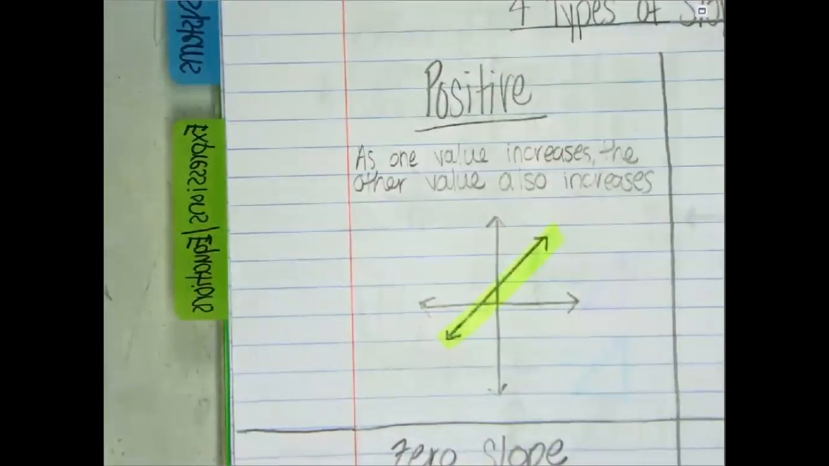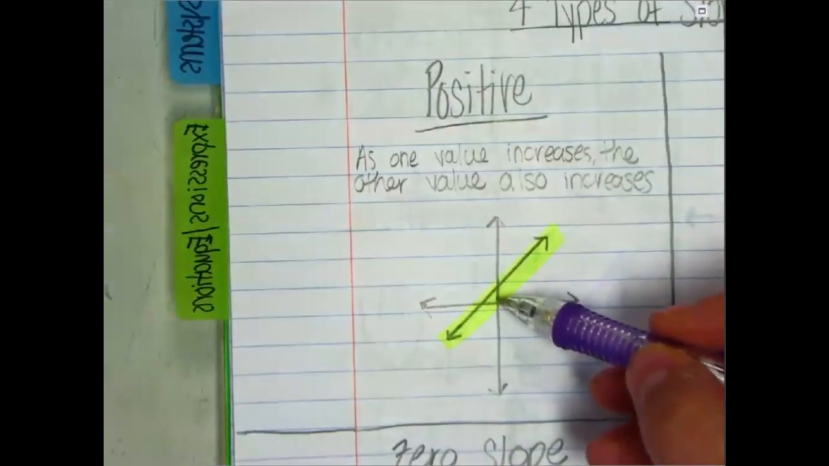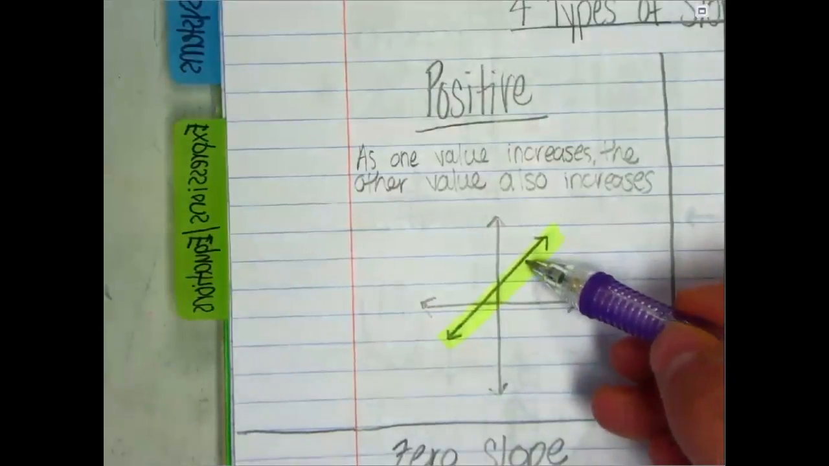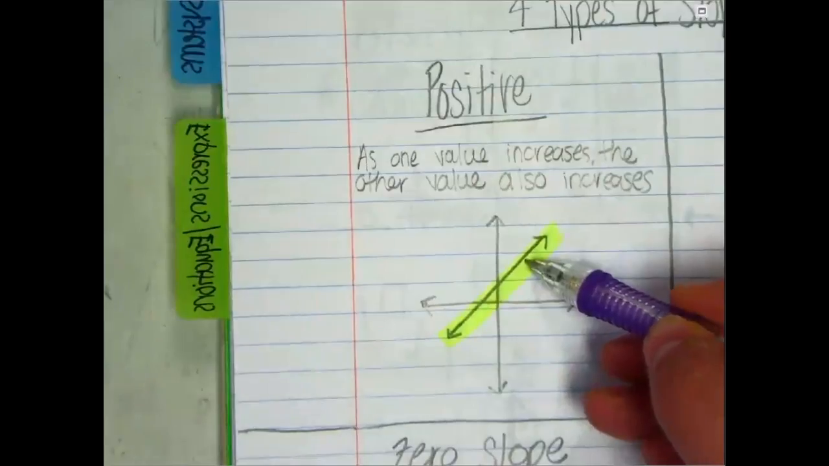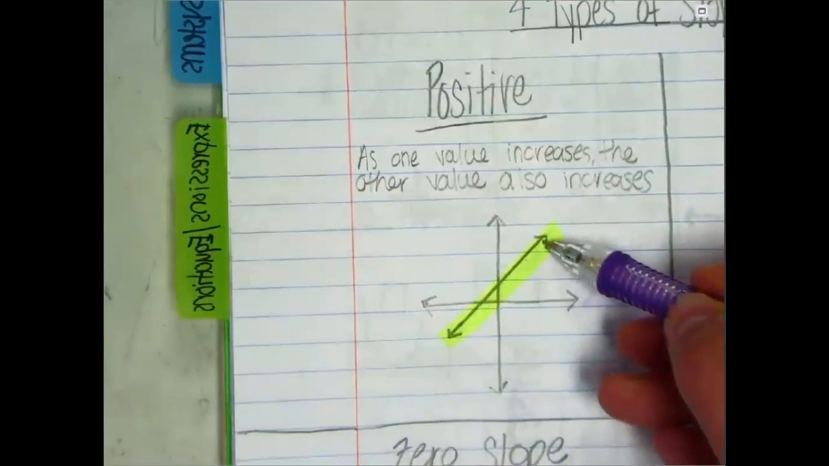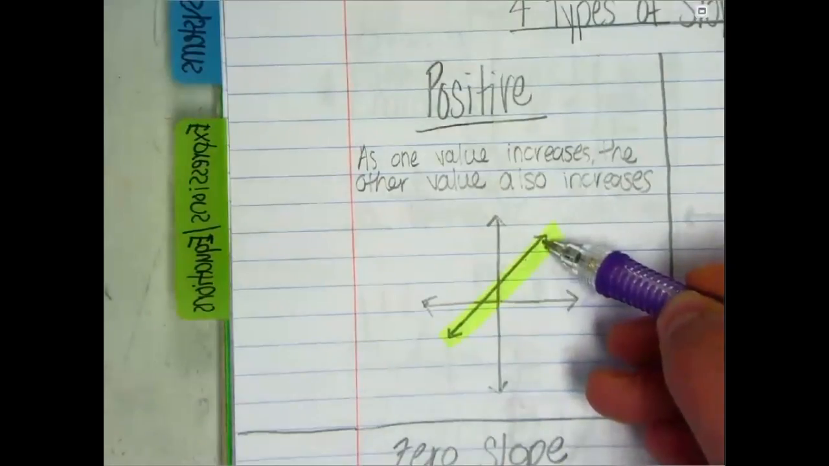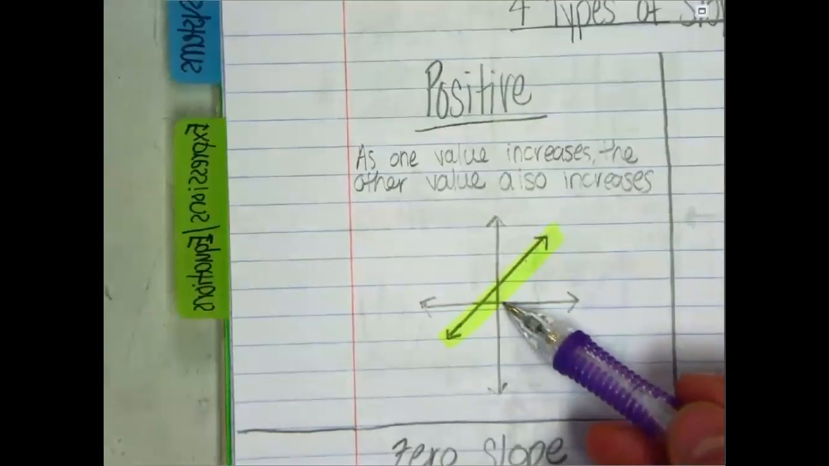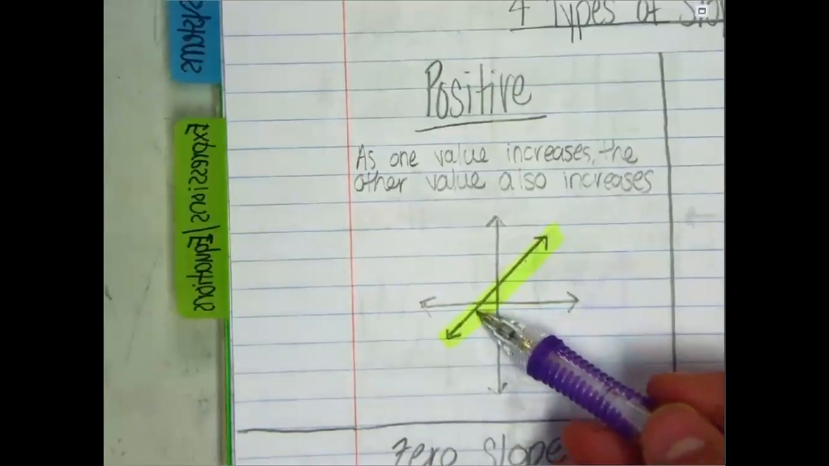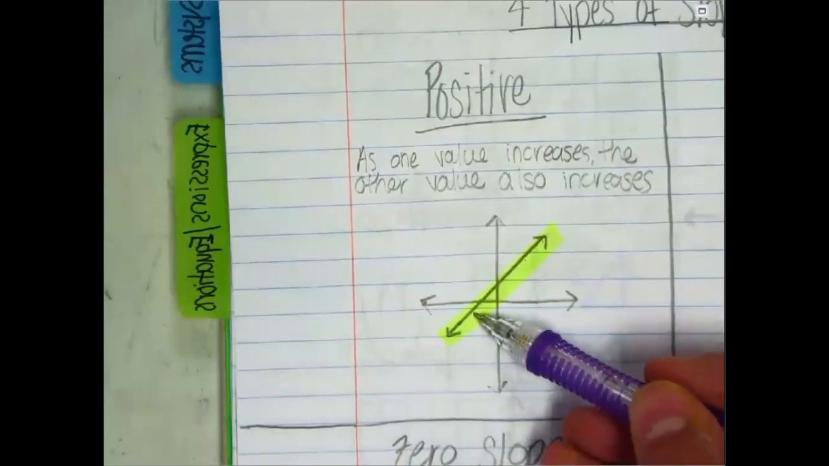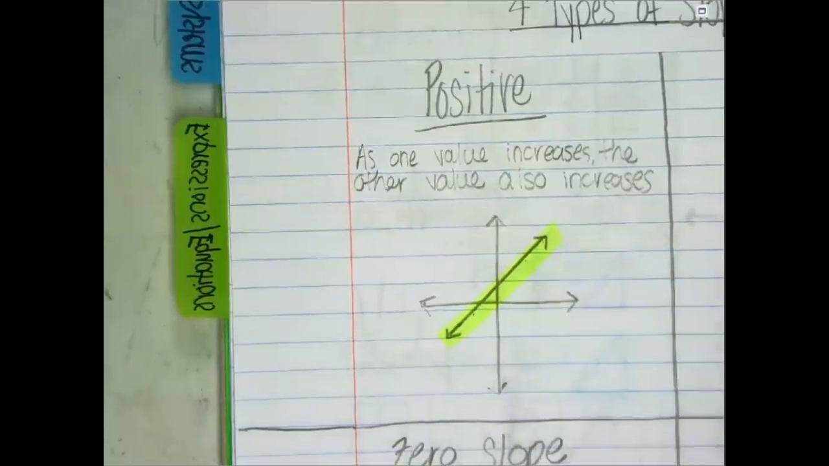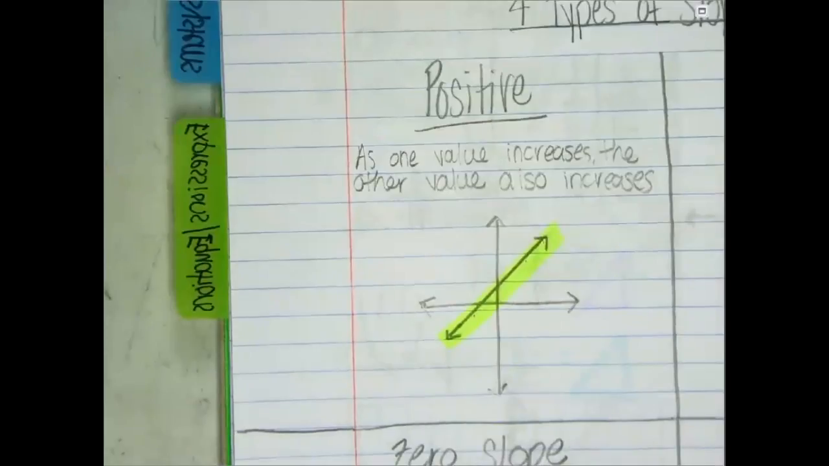As you can see on my graph, if I were to graph x and y, x first, y second, my x value is increasing and so is my y value, so I can plot a point. It also works the other way. Decreasing, decreasing, right? Because 2 negatives make a positive, right? So it can work that way as well. But really, as one value increases, the other value also increases.